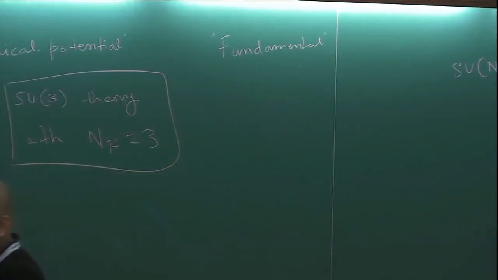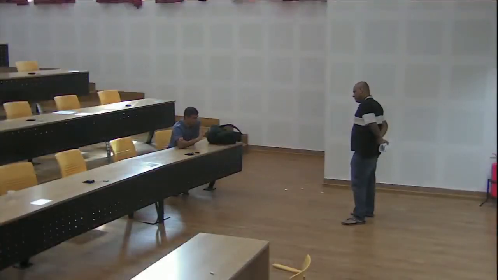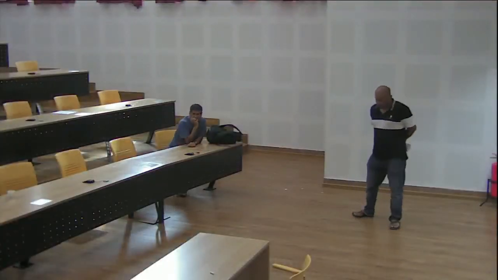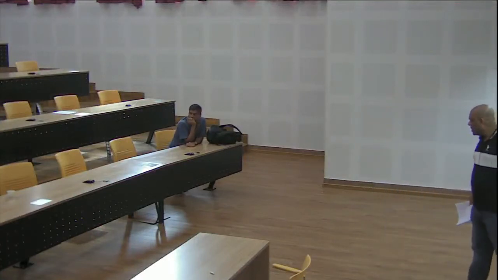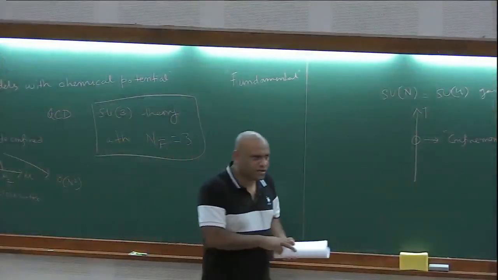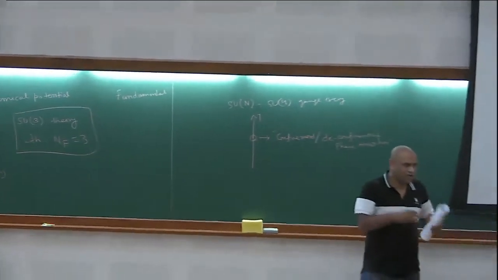Suppose N is large enough. When N_F by N is less than a certain order 1 number, there is a phase transition, and when N_F by N is greater than that, there is no phase transition. Exactly. But that's only on the temperature axis. On the chemical potential axis, the story is a little different. So we want to do numerics and find out the phase structure of a lower dimensional theory.